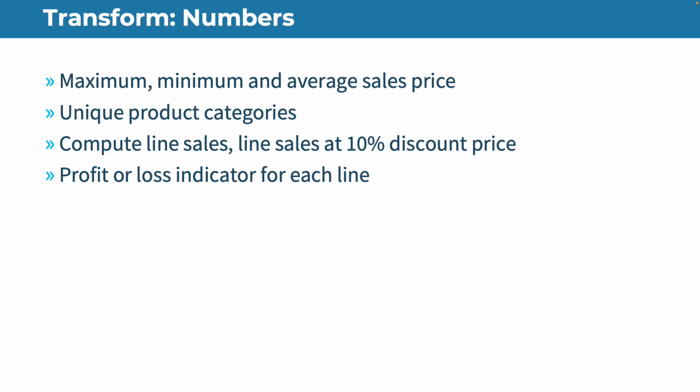Since there are many number functions, we are going to work on some key functions to get the gist of number transformations. For that, first we are going to find the maximum, minimum, and average sales price. Then we are going to find unique product categories. Then compute the line sales and also compute the 10% discount sales price. And finally, we are going to create a new column for a profit and loss indicator. With this context, let's get into the system and then implement these functions one after another.